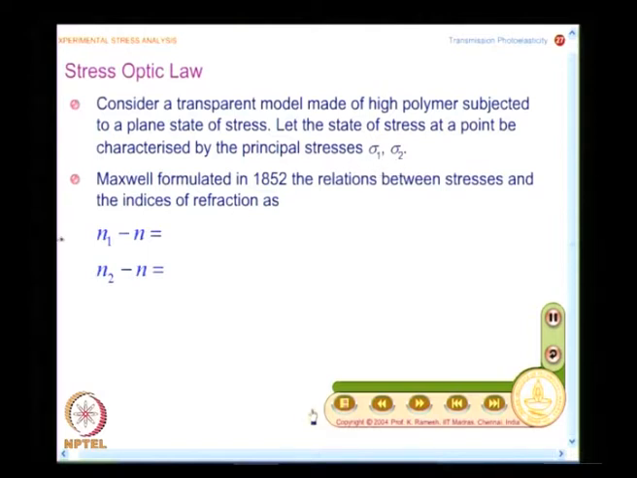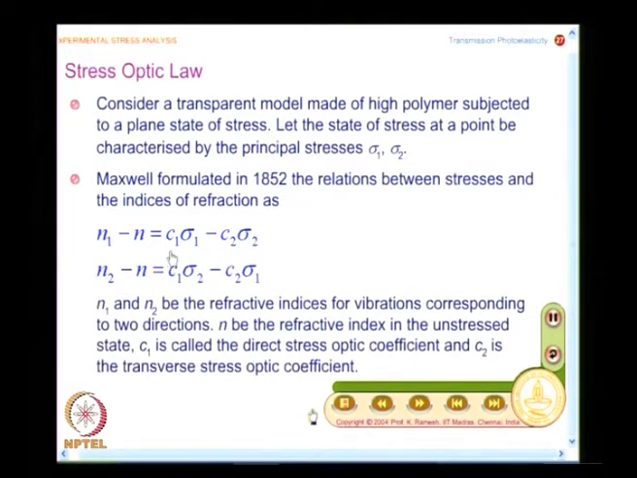And Maxwell in 1852 formulated relations between stresses and the indices of refraction. He conducted a series of tests and found that n 1 minus n 2 is related to sigma 1 minus sigma 2. It is a function of the material constant.